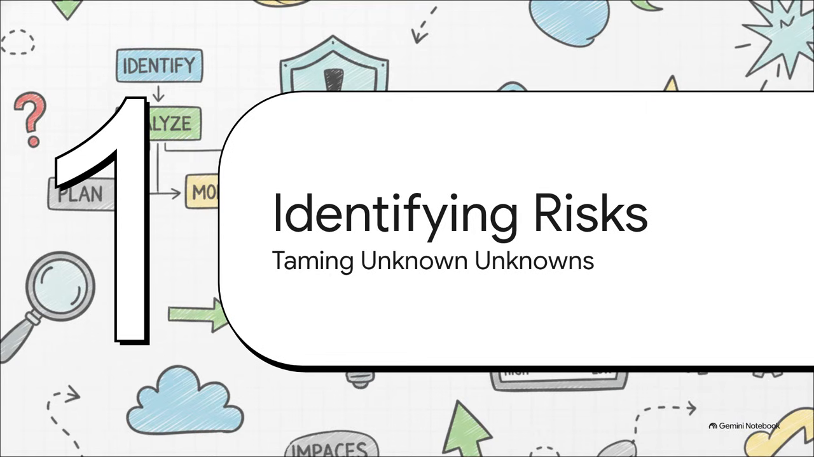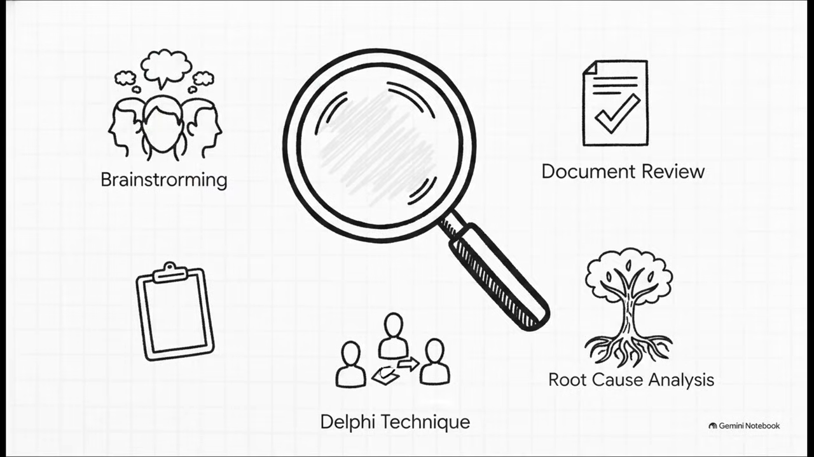Okay, moving right into Section 2, identifying potential project risks, or, as I like to think of it, taming the unknown unknowns. We actually have a ton of powerful tools in our arsenal to identify risks before they hit us. You can use standard brainstorming, just getting your team together in a free-form idea collection process. You can do a document review of past lessons learned. Checklists are fantastic for capturing what your organization learned from previous projects.